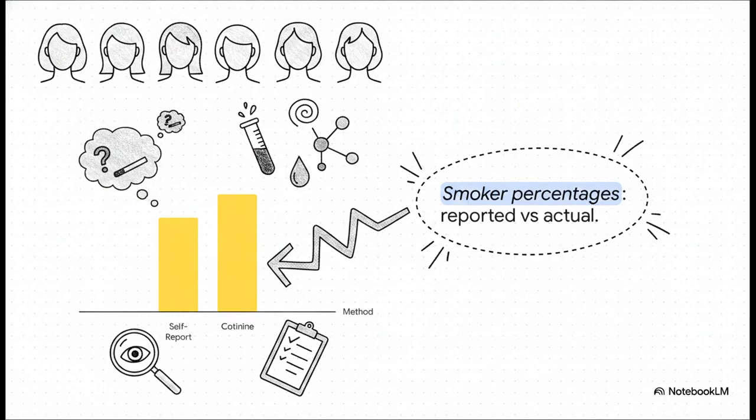Now, this is where it gets really interesting, looking at the human element compared to the hard biological data. When directly asked, 24.1% of the women identified as current smokers. But when researchers actually checked the biological data using a cotinine analysis, which is a test where a specific chemical concentration definitively proves someone is a smoker, the true number was 30.1%. That is a full 6% discrepancy. Self-reporting literally underestimated the reality of the situation.